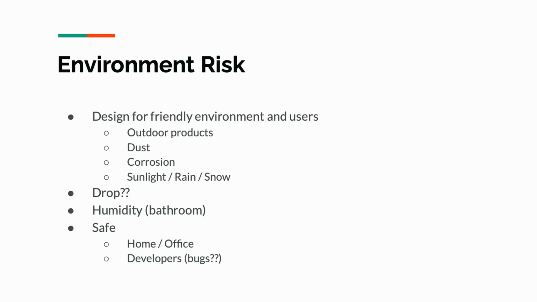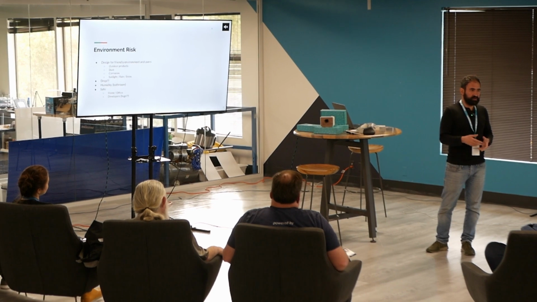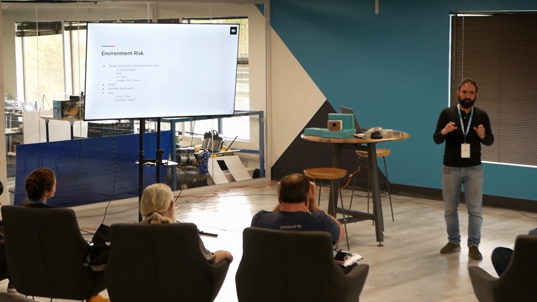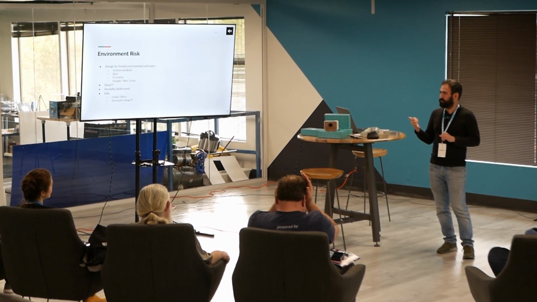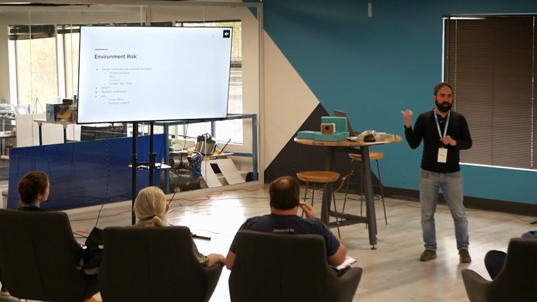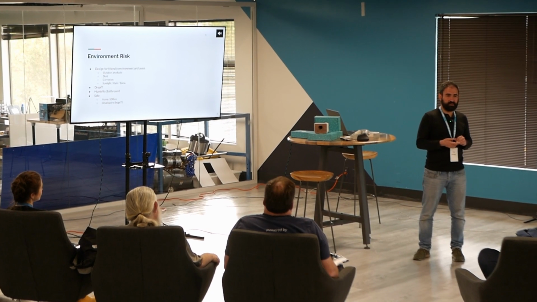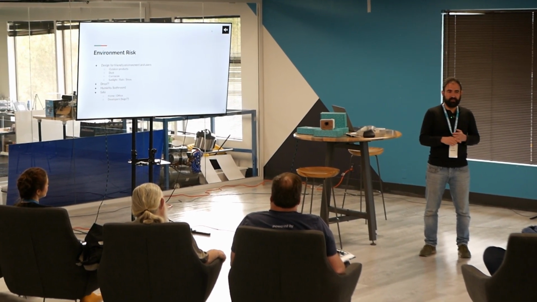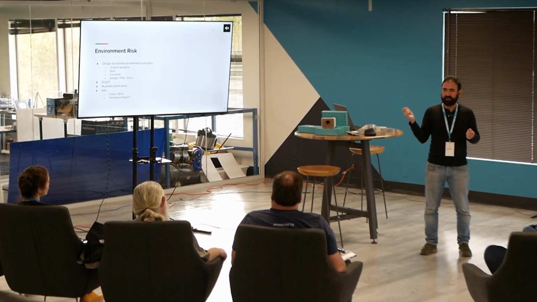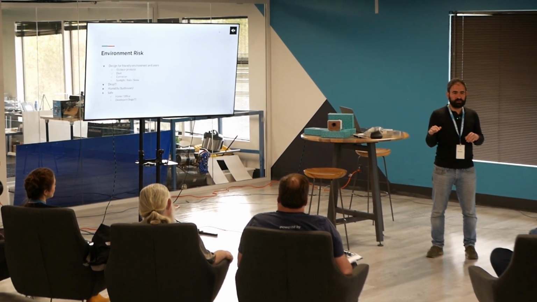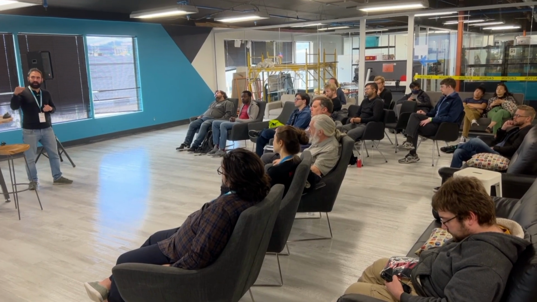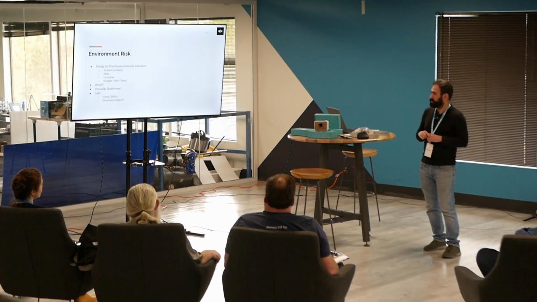And then people are going to drop your product, they're going to carry it, or even the postal office is going to drop your package. So you need to consider that as a risk in your product development. Humidity, if you're developing something that is used in a bathroom, like a smart toothbrush or something like that, then even little humidity can go inside and corrode your circuit boards and damage everything over time. So you have to think about different levels of environmental risk.